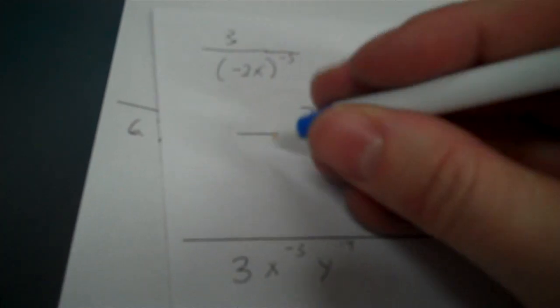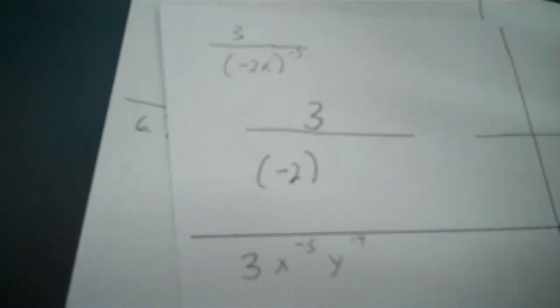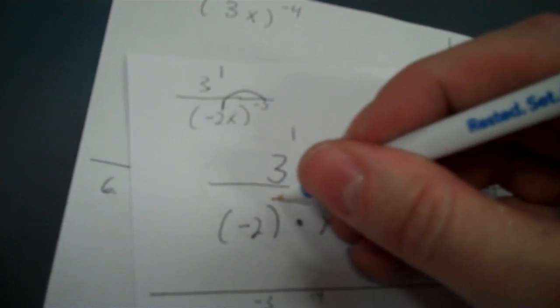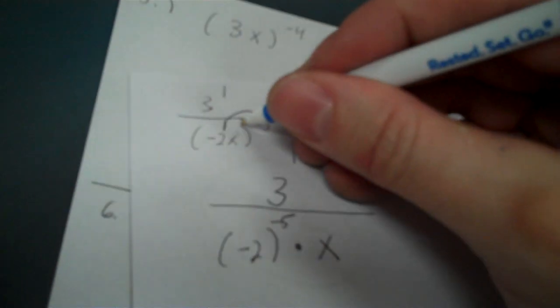Okay, next one, the fraction line's already there for me. So on top, we have a base 3. That's it. Bottom, you have a numerical base of -2, so put that in parentheses if it's negative. Then a variable base of x. So I got my bases set up. 3 to the first, there's a parentheses, but it's not around the 3, so it just stays to the first. Now it's -2 to the first, a parentheses around that, so 1 times -5 is -5. X, 1 times -5 is -5.